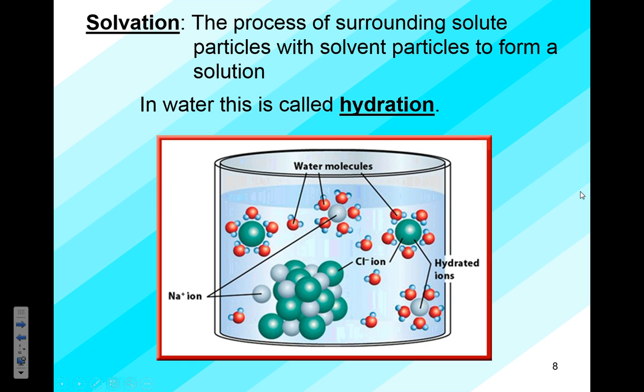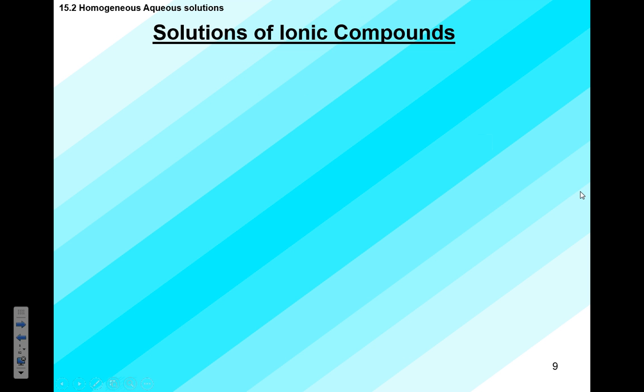And you'll notice also, remember we talked about this when we talked about the polarity of water, the oxygen side of the water molecule is slightly negative. The hydrogen side is slightly positive. And that explains why the hydrogen side orientates towards the negative chloride ions and the oxygen side of the molecule orientates towards the positive sodium ions. So this is what's happening at the particle level when we look at hydration.